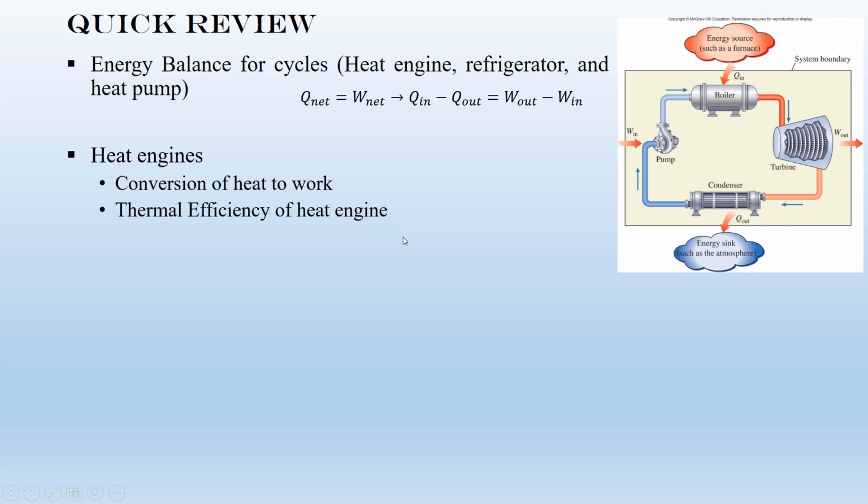Based on the definition of thermal efficiency, we can write the efficiency. The general definition for efficiency is desired output over required input. In this case, for the heat engine, the desired output is W, and the required input is Q in, or QH. If you substitute for the W net from the energy balance for cycles, you can prove that the thermal efficiency of a heat engine can be determined from this equation. So you have two equations to calculate the thermal efficiency of heat engines.